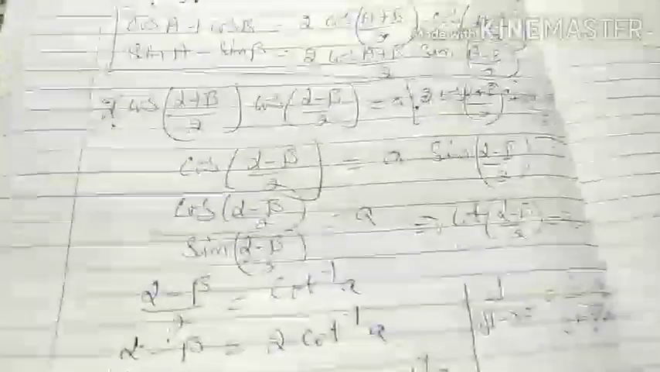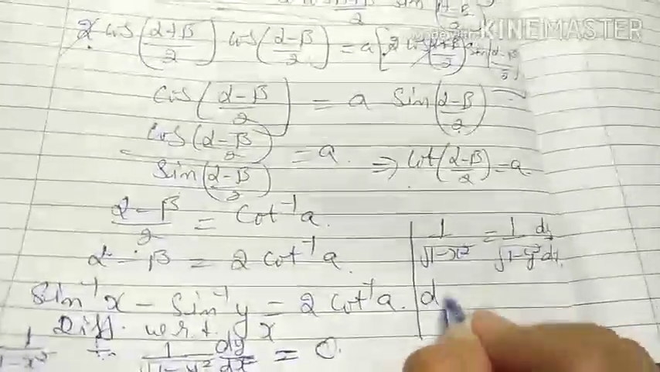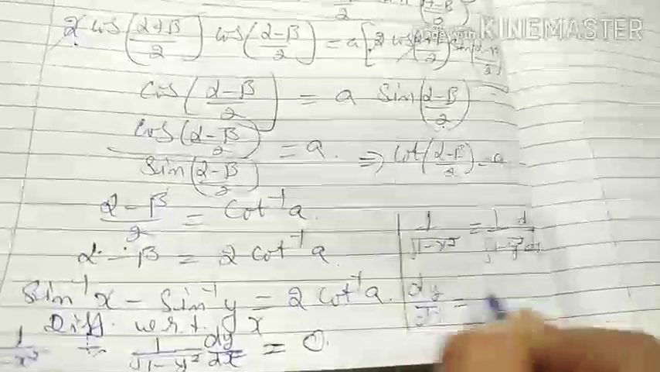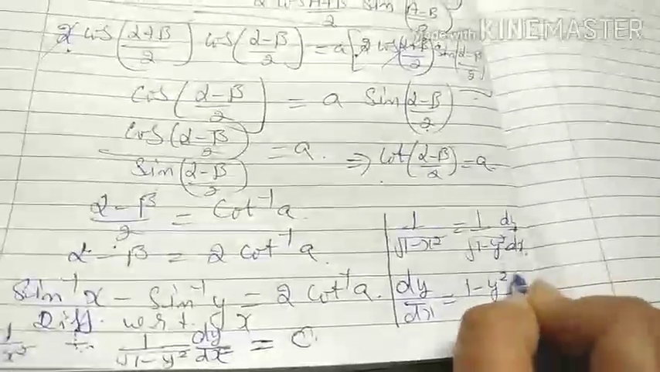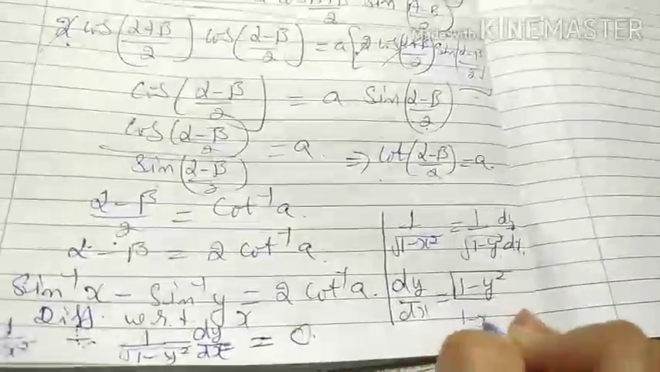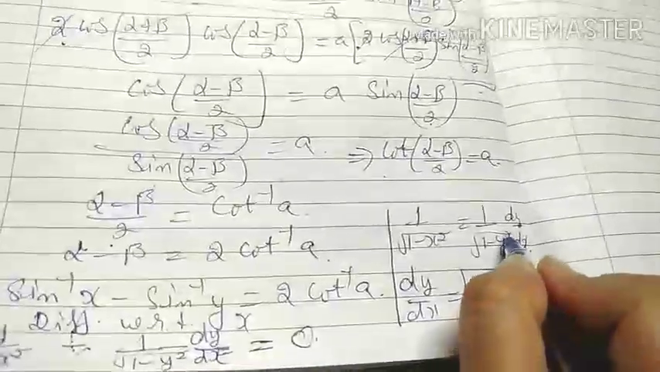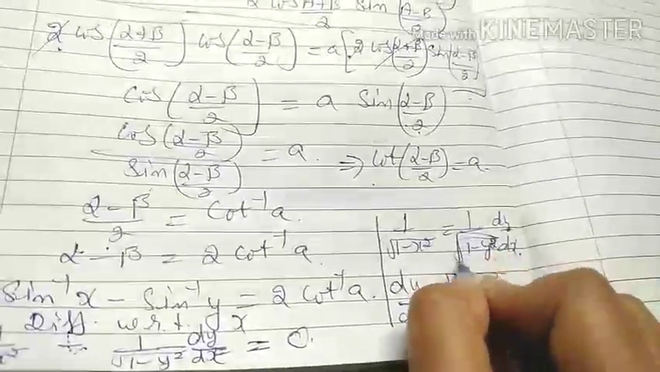Now you cross multiply this, you get the answer dy by dx is equal to square root of 1 minus y square upon square root of 1 minus x square. So that is my required answer.